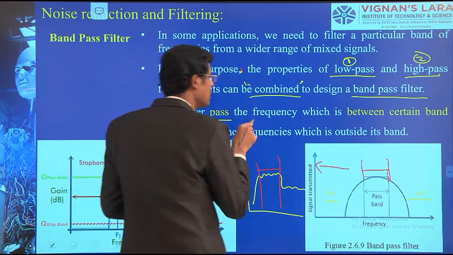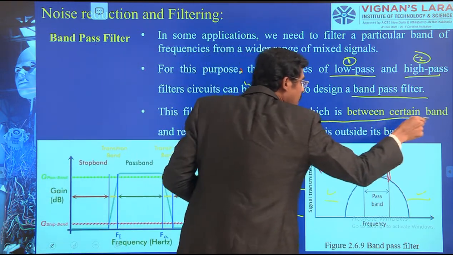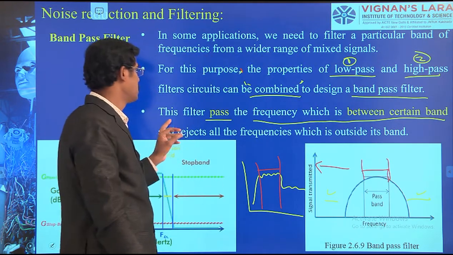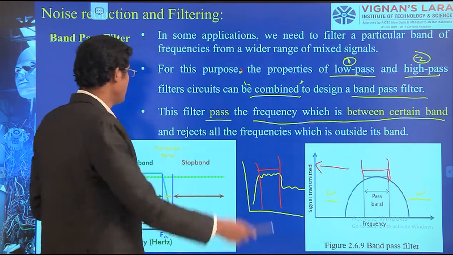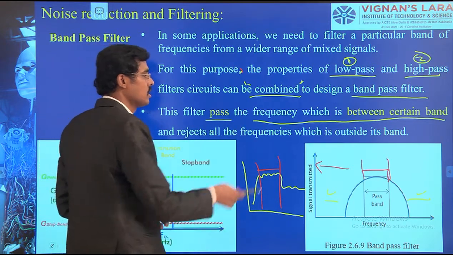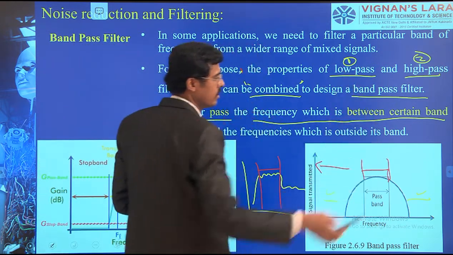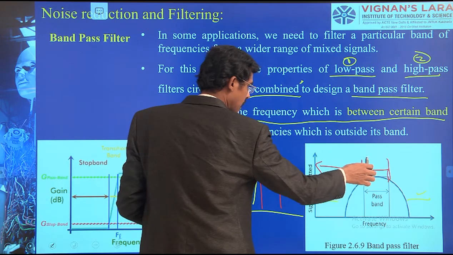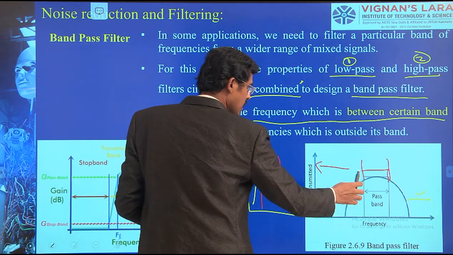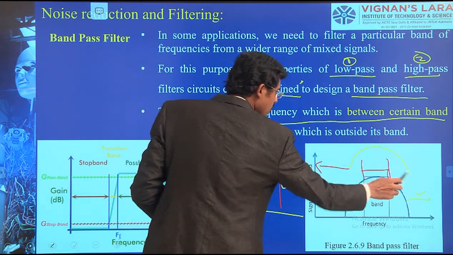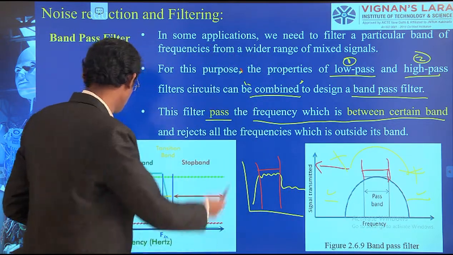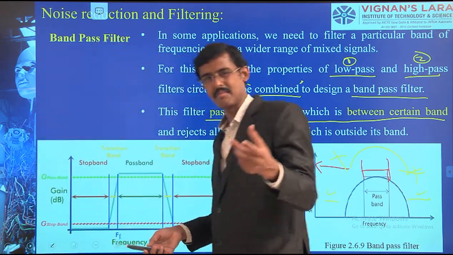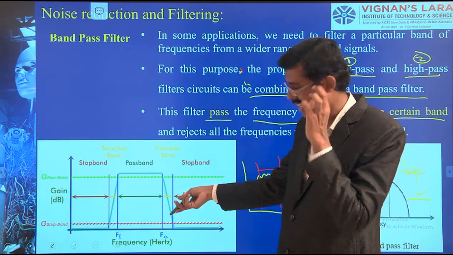This filter passes the frequencies which are between a certain band, and rejects all the frequencies which are outside this band. So I am fixing the signals in this band. Outside signals, everything will be in reject mode. I have also attached a small example here.